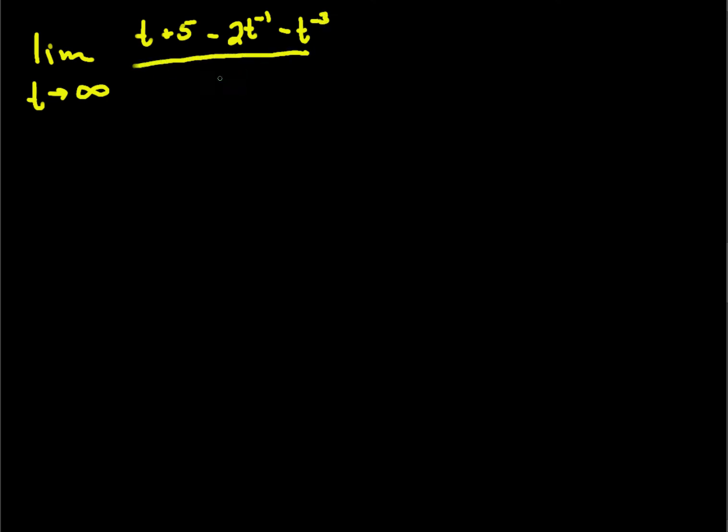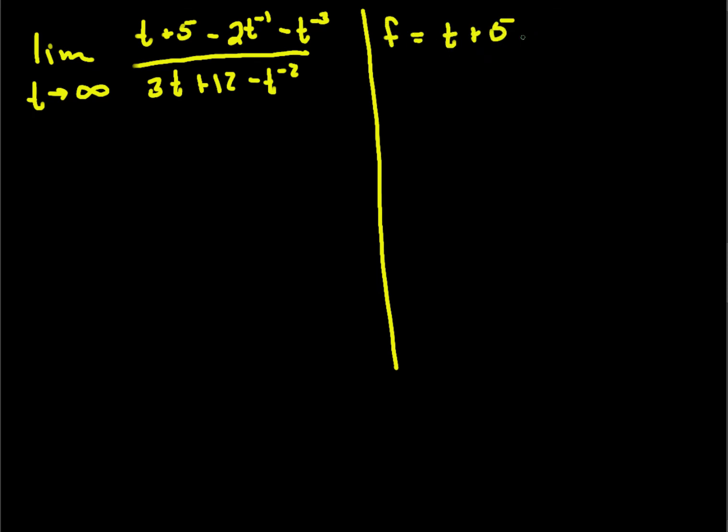So just one final example to show how this works with standard rational functions with indeterminate form. We've got the limit as t goes to infinity of t plus 5 minus 2t to the negative 1 minus t to the negative 3, all divided by 3t plus 12 minus t to the negative 2. I don't want to keep writing this over and over again, so let f equal t plus 5 minus 2t to the minus 1 minus t to the minus 3, and g is equal to the denominator, 3t plus 12 minus t to the negative 2.